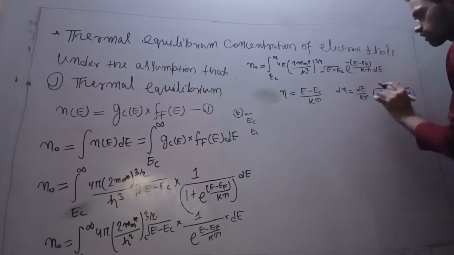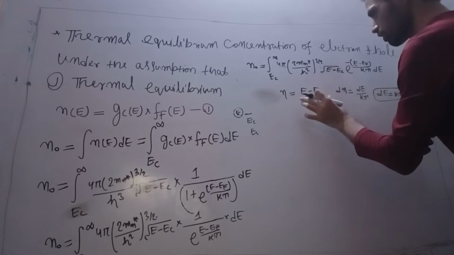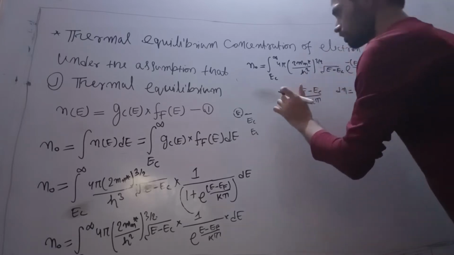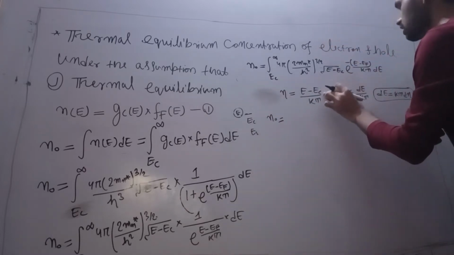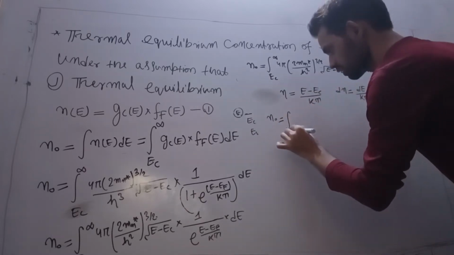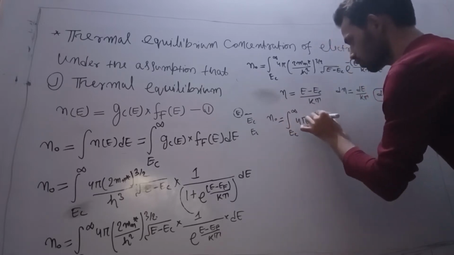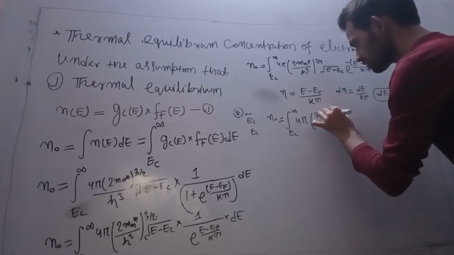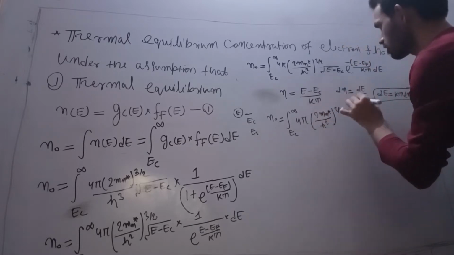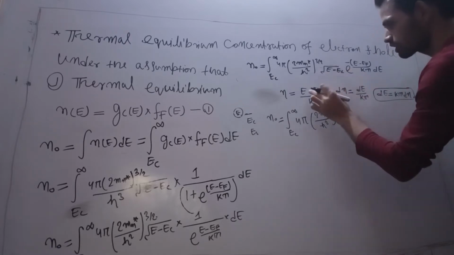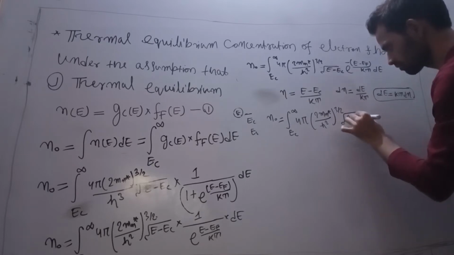Now just plug this eta value here. Before plugging this value, first adjust the Ec value. We have the integral from Ec to infinity of 4 pi (2 mn star divided by h square) to the power 3 by 2. Now see here, E minus Ec is eta kT, so the square root of eta kT.